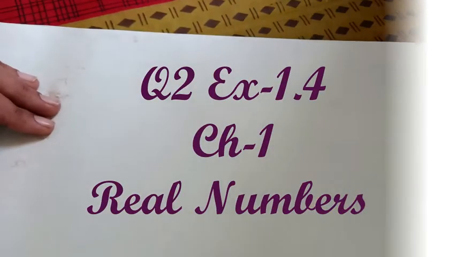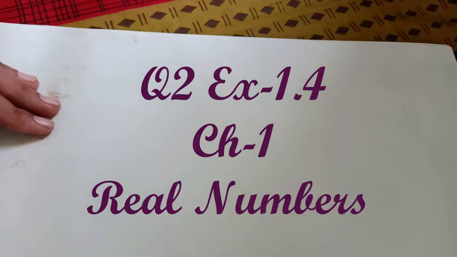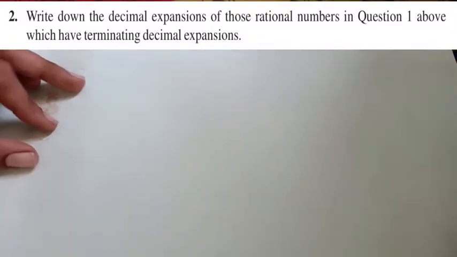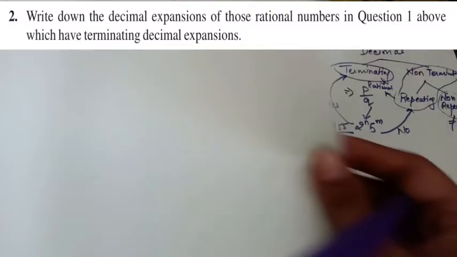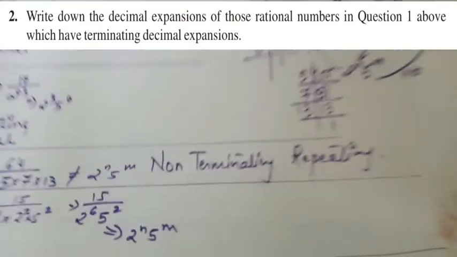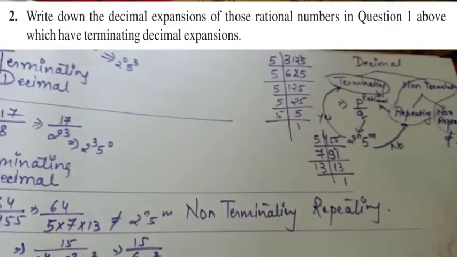Coming to the second question of exercise 1.4, chapter 1, Real Numbers. Write down the decimal expansion of those rational numbers in question 1 above which have terminating decimal expansion. It means we have to move back to the numbers of question 1. So let's go back to the previous question and complete the second one over there.